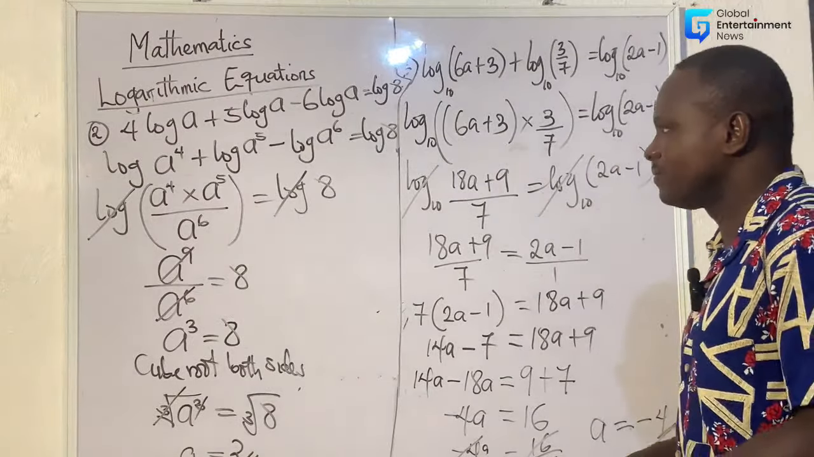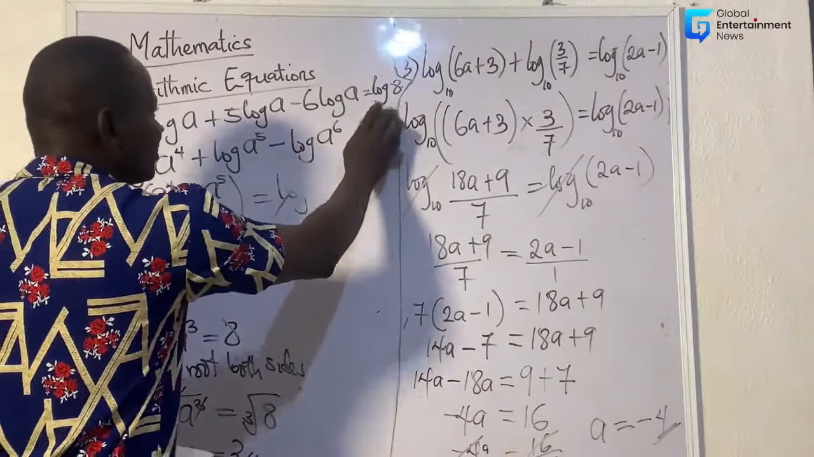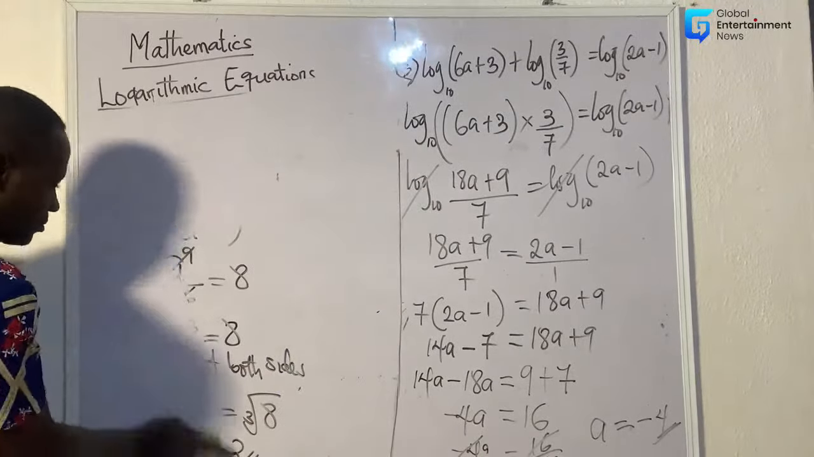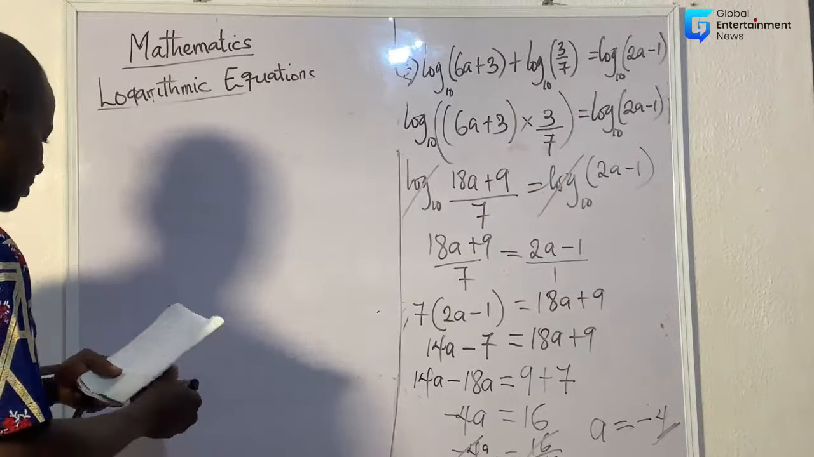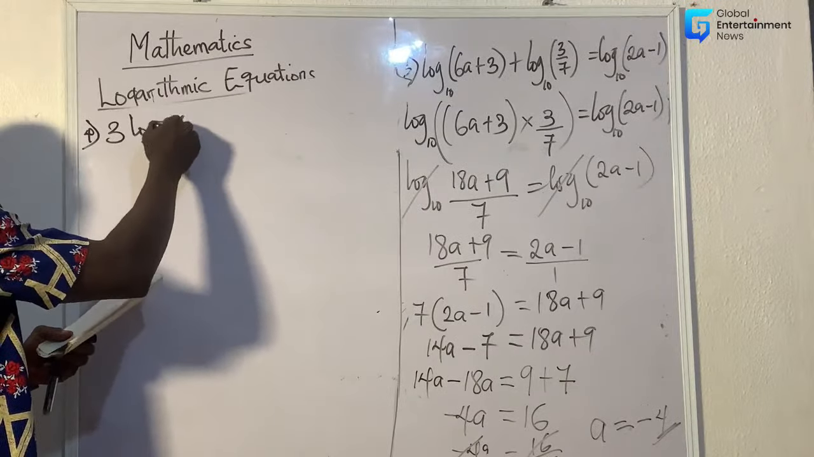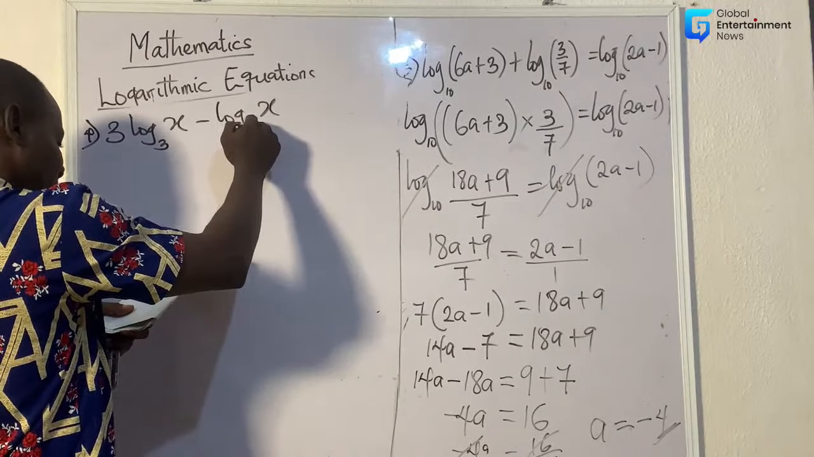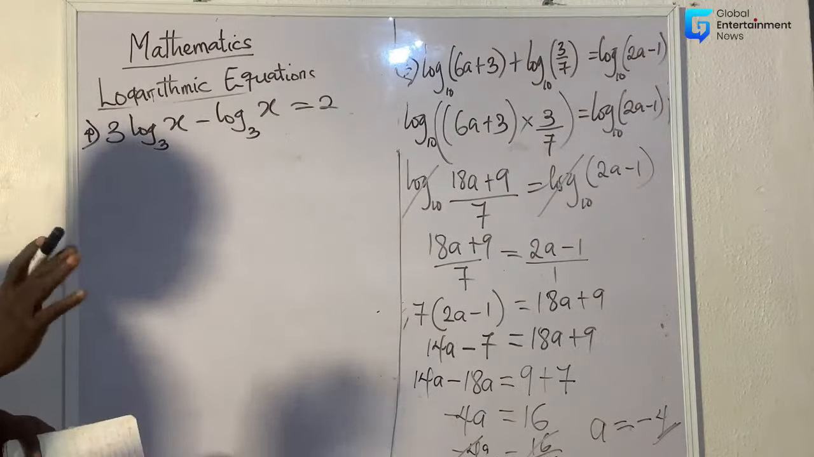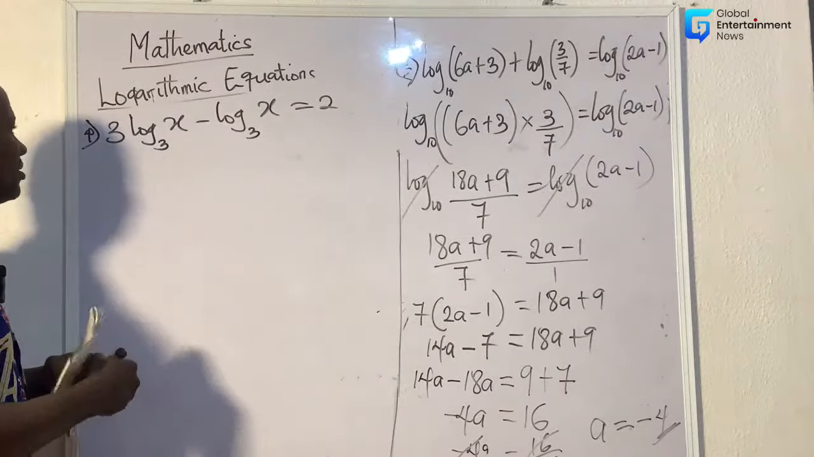And the fourth question, number 4, I believe I can clean this. Okay, let me clean this. The fourth question, number 4: we have 3 log x base 3 minus log x base 3 is equal to 2. How do we solve this? Remember, always look at the basic operation. The basic operation we have is minus, so we change it to division.